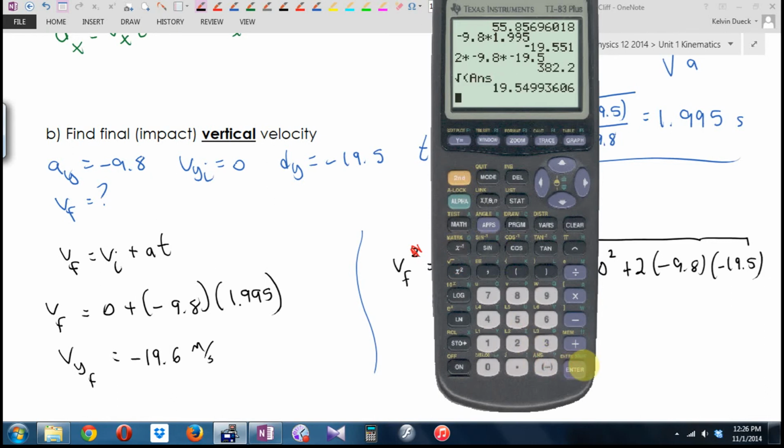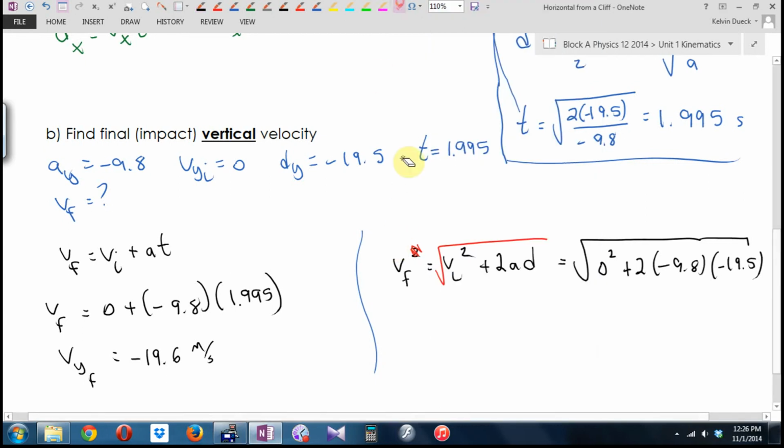Oh, wait a minute. Where's the negative? And again, that's the weakness with this equation, the vf squared equals vi squared plus 2ad. It's very handy, but it often gives you a positive answer. It gives you a scalar answer, even if you're heading down. So this is where we have to say, wait a minute, I know it's heading down. So although my equation gave me 19.5, very close to the 19.6, but we rounded off a bit, I have to add the negative. And yeah, sometimes your third sig fig might be a tiny bit off because of the rounding off.